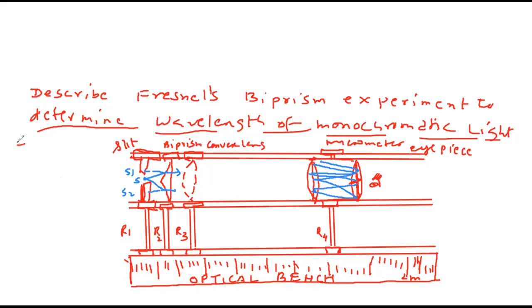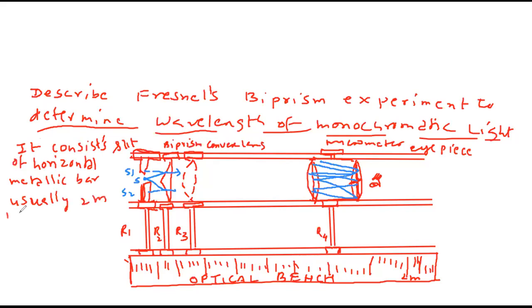It consists of. It means this Fresnel's biprism experiment. It consists of a horizontal metallic bar, usually 2 meter long, fitted with meter scale.